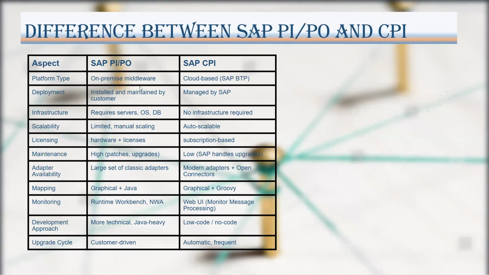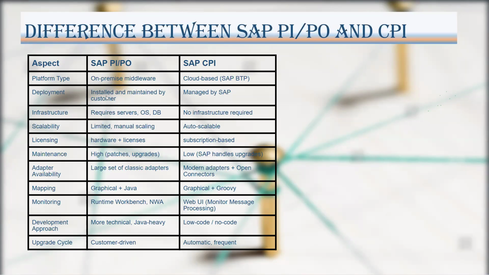You might get a question in an interview: what are the differences between SAP PIPO and CPI? The first answer is that PIPO is an on-premises middleware, and SAP CPI is a cloud-based middleware. The next is deployment.